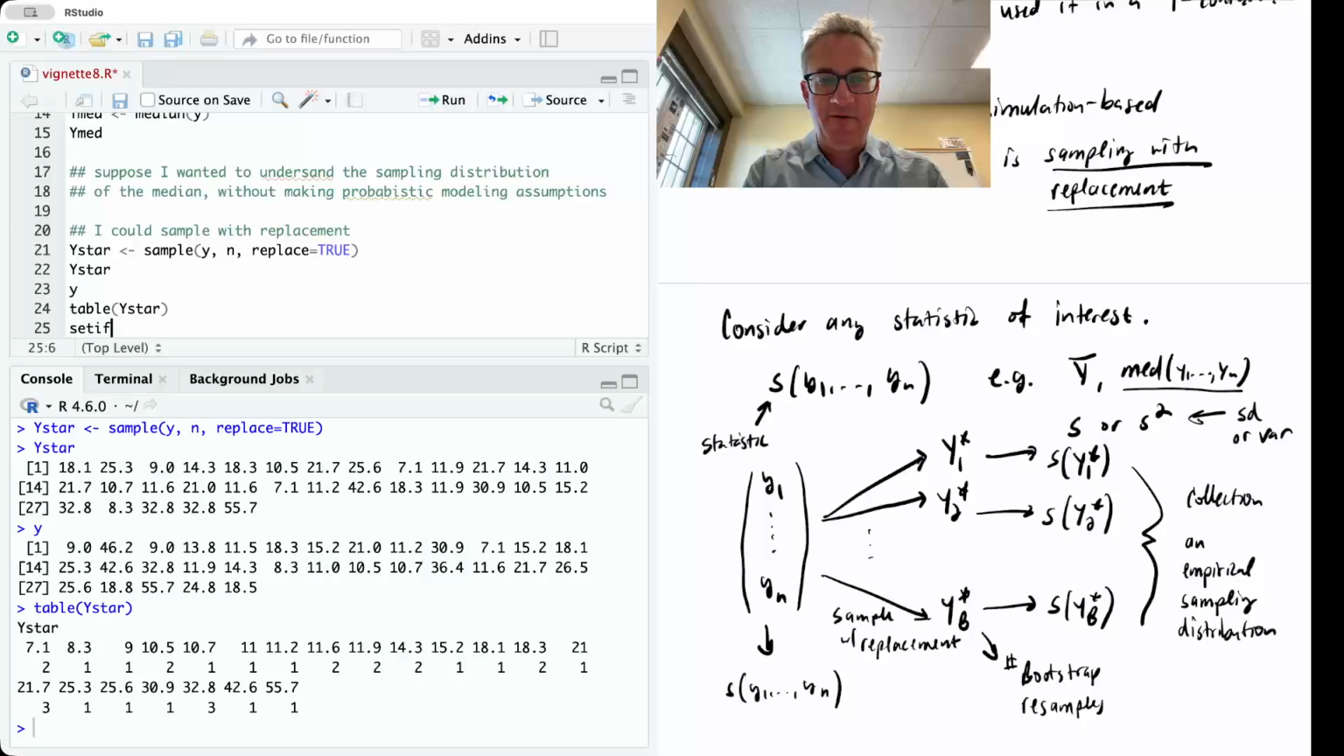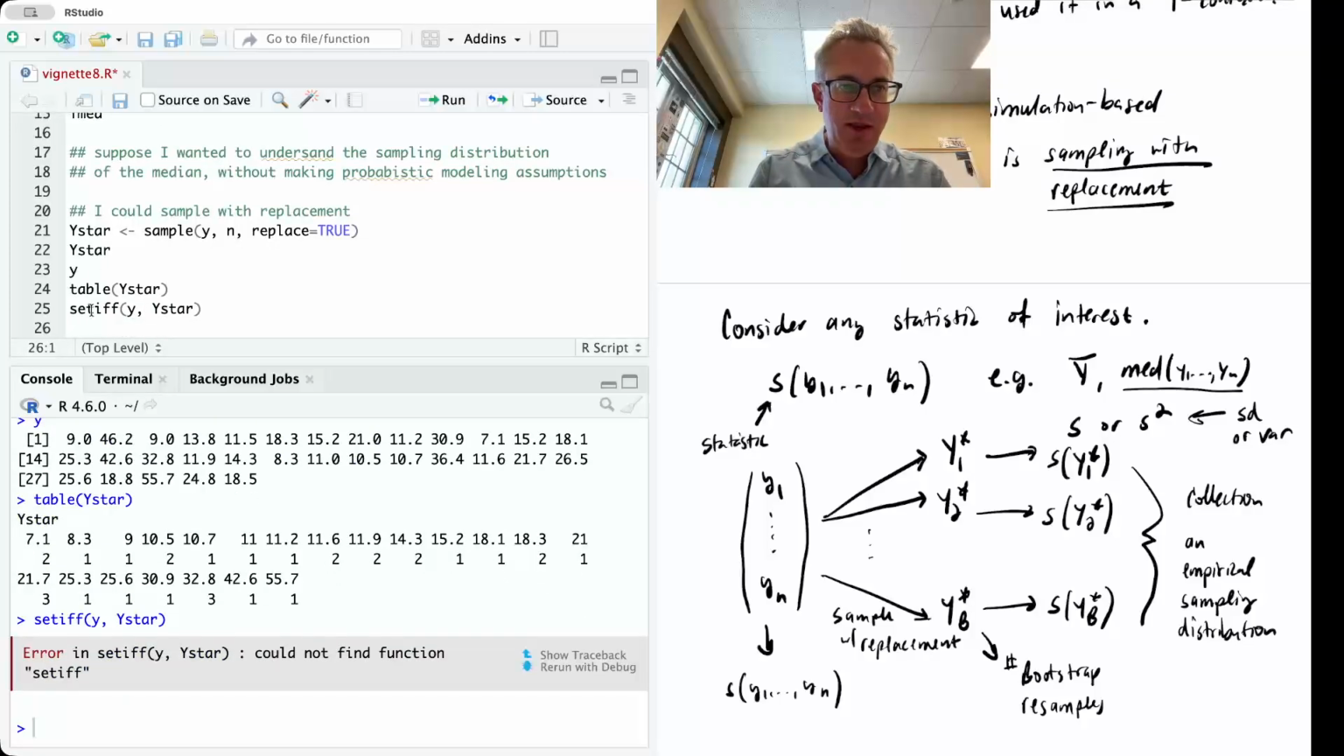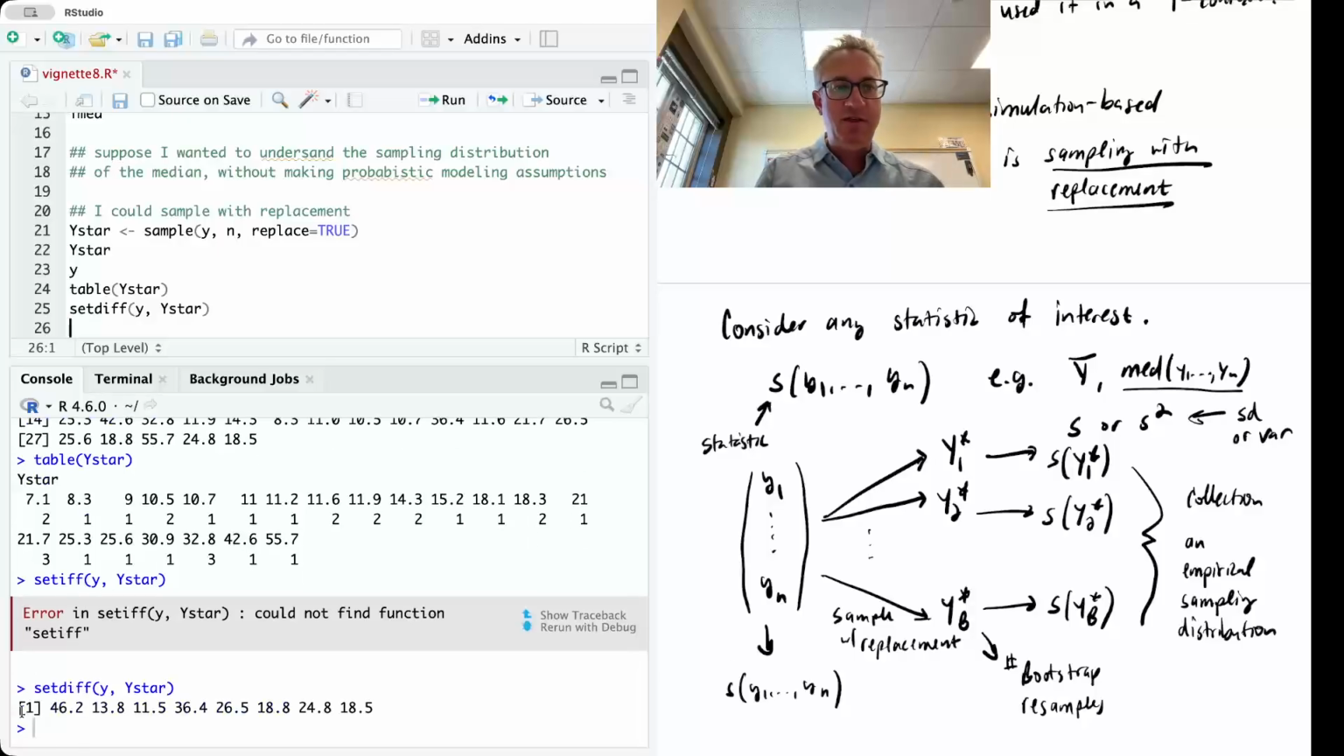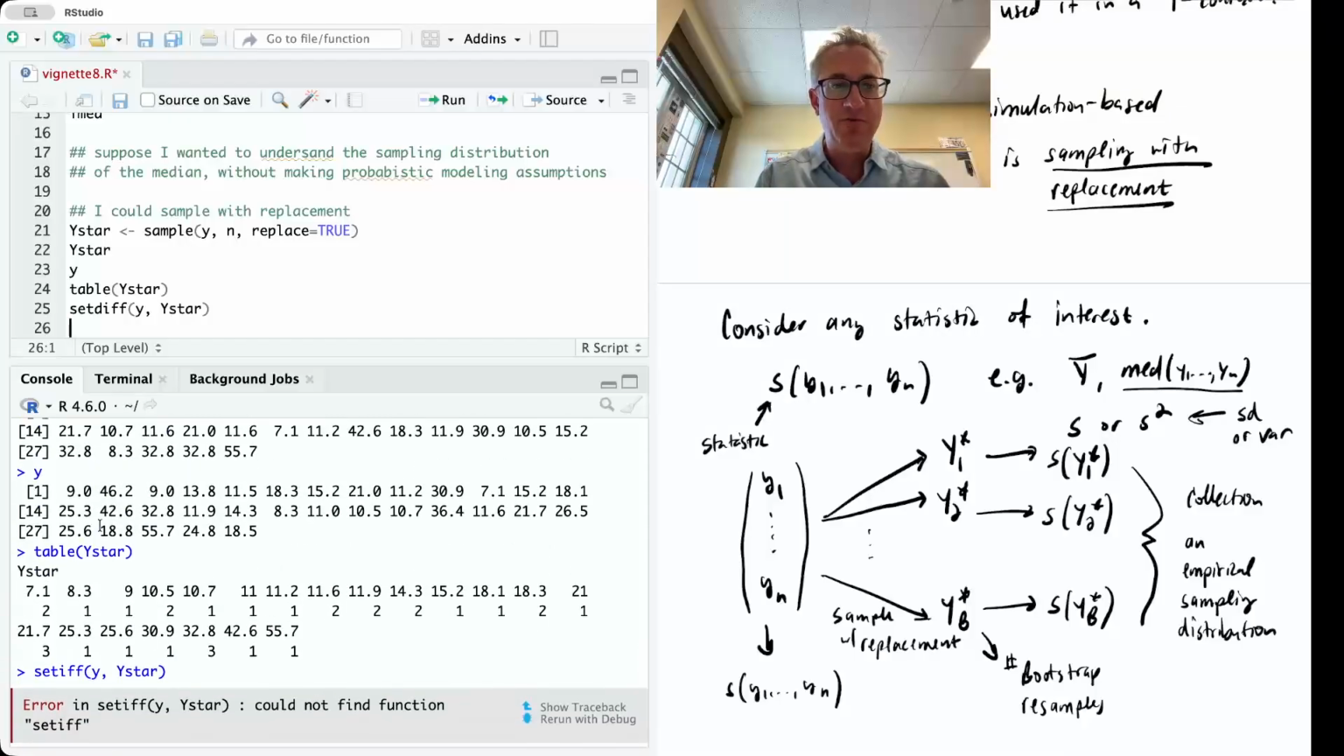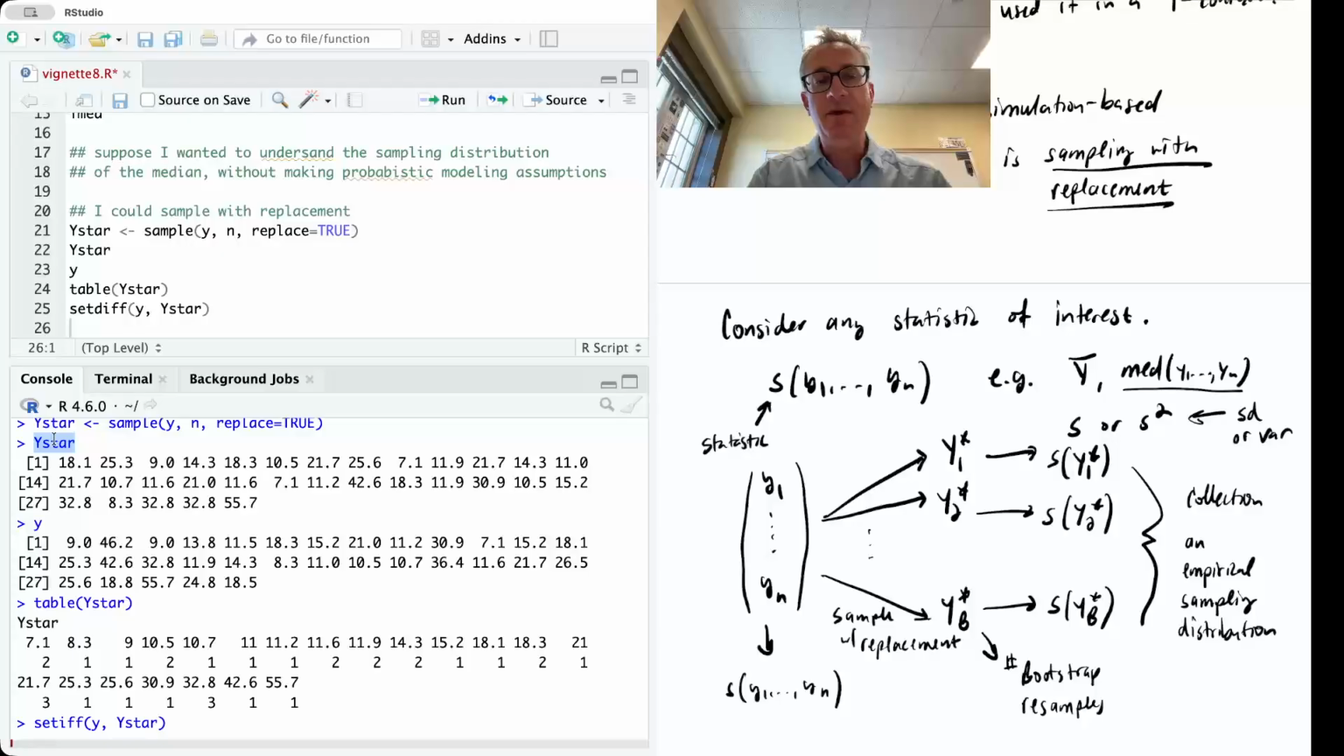If I do set difference between y and y star, set diff, I can see that these 1, 2, 3, 4, 5, 6, 7, 8 values were in my original data set y, but they were not in the randomly resampled one y star. So I'm drawing from the data and getting a new data set, kind of like a virtual data set that's coming from the original data as if the original data were itself the distribution.